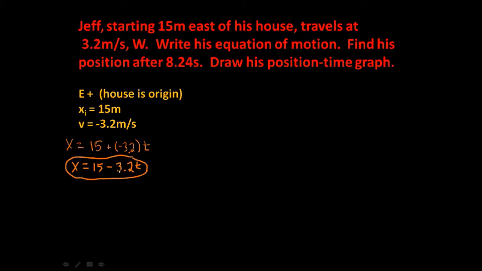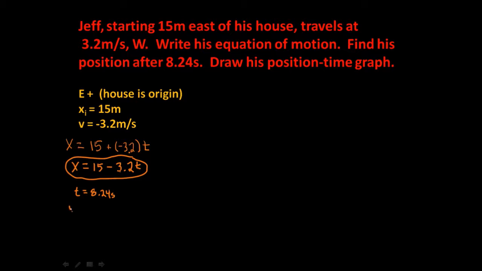Write the equation of motion. Now the second question asks us for his position after 8.24 seconds. Here's why we do the equation of motion first. Because you see, now that we have t for the second part is 8.24 seconds, all we have to do is substitute it into the equation of motion, and that'll give us his position. Let me show you what I mean.